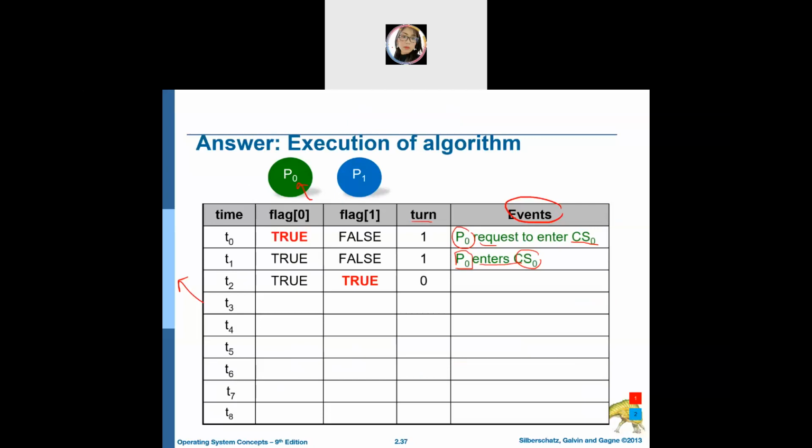Okay, next, for the third one, you have true. Now P0 is true, P1 also true, but you can see at this time your turn is equal to 0. So it means you are not going to let the other process come in and go first, right? So this one is changed to true. So P1 now requests to enter CS. Just now it did nothing, it was not ready, but now you can see it changed to true. So it's going to request to enter CS. Can it enter CS or not?